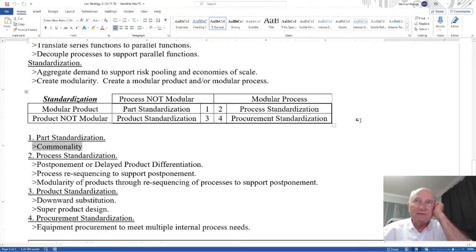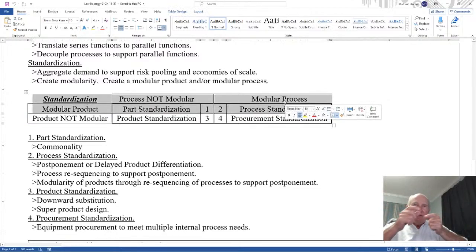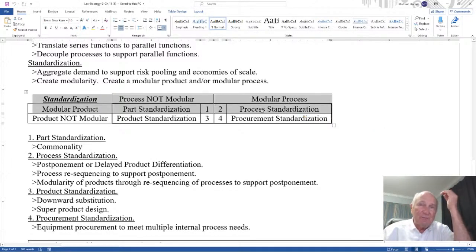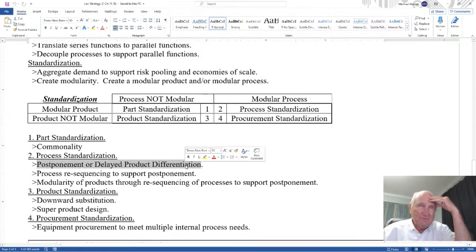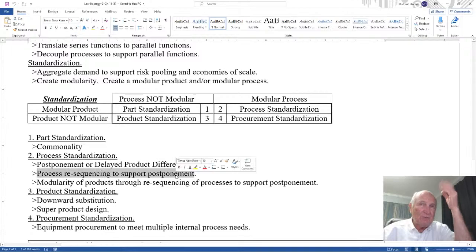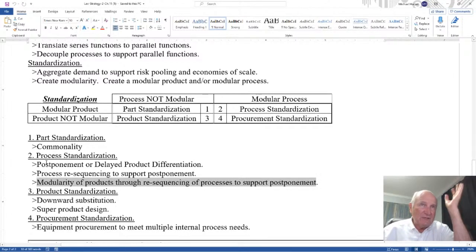Next, process standardization. Here you have a modular product and modular process. Everything's modular. You have different modules. The process can be broken up. All different kinds of things. Well, this lends itself to the greatest flexibility, right? Here's where you have something called postponement or delayed product differentiation. You can resequence processes to support postponement, and modularity of products through resequencing processes to support postponement. In other words, here's what this means.